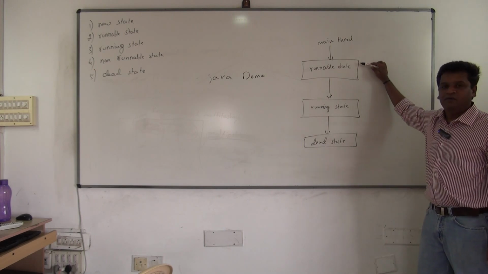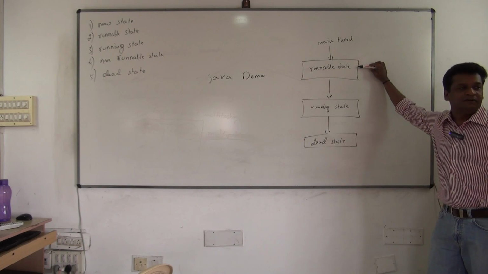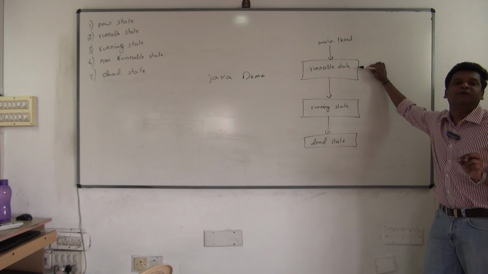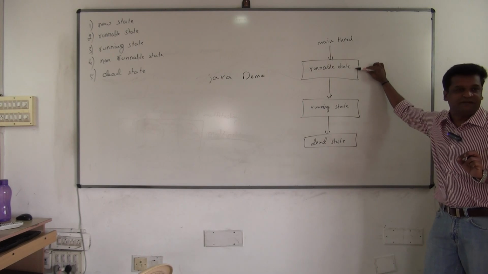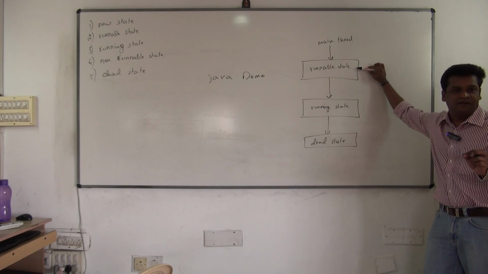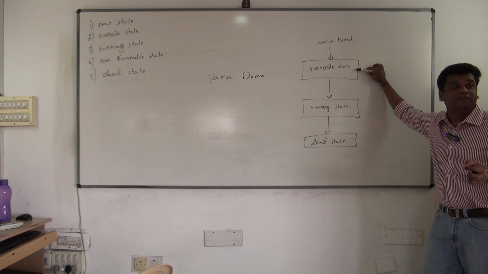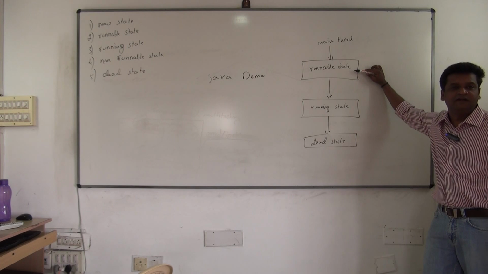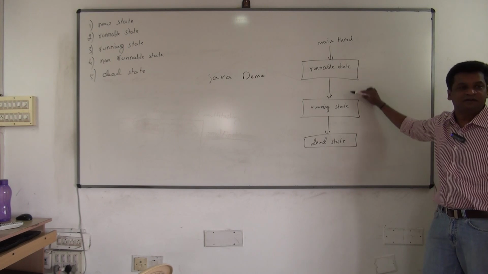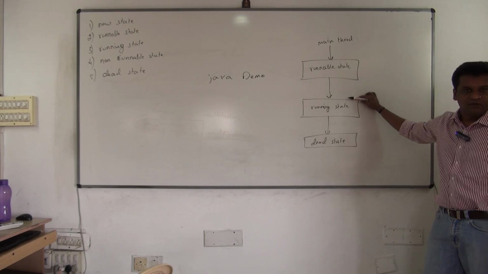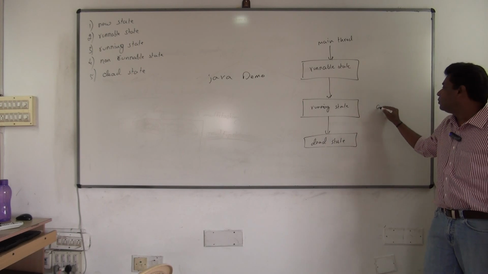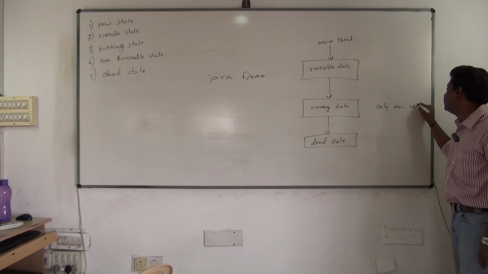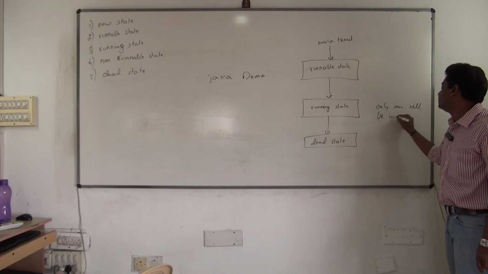So when you say Java demo, the thread will go into runnable state. The JVM thread scheduler will always be keeping a watch on only this state. Any thread when you create it will be first in the runnable state. From there the JVM thread scheduler will bring it into the running state. So always remember, at any point of time, only one thread will be in running state.